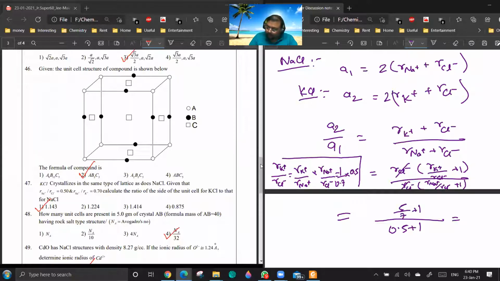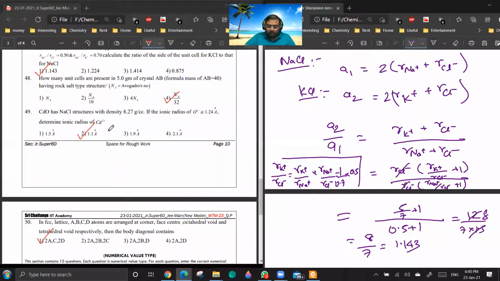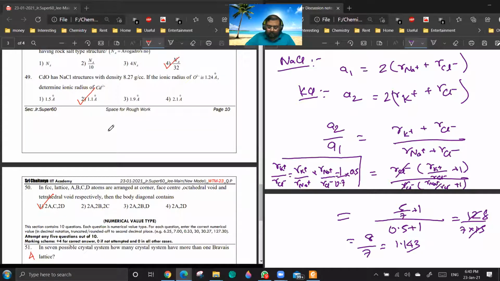Yes or no? Yes. So it's like 12 by 7, well, 1.5 by... it is like 8 by 7. So it's 1.143. Is it clear? Yes, sir. That's very good. Okay. Apart from this, 48, 49 is easy. Sir, can you explain the 48th one?